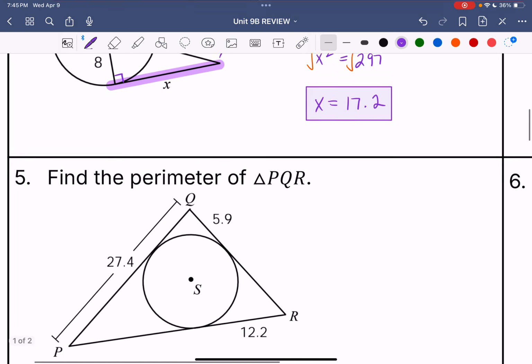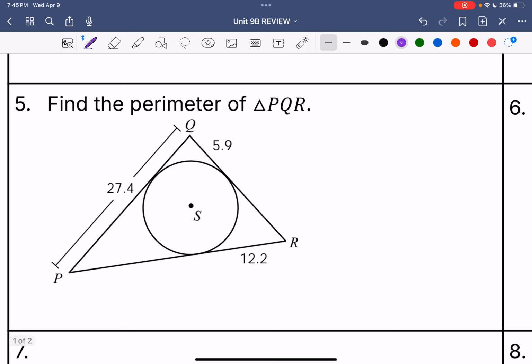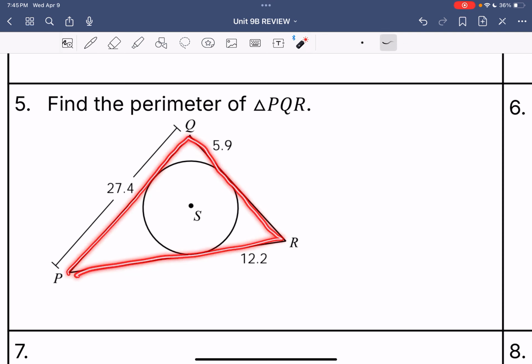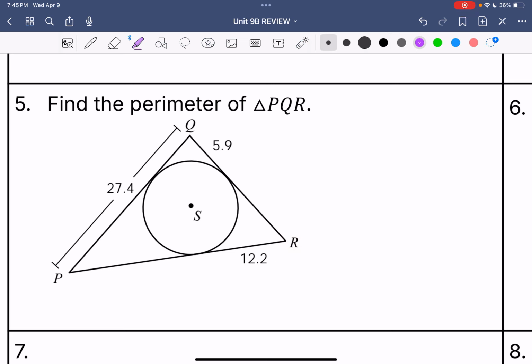Okay, let's move on to the next one. Number 5, find the perimeter of triangle PQR. So we need to know the length of all three sides. We know that this side, PQ, is 27.4, but the other two sides take a little bit of work. So I'm going to start at vertex R. Both pieces that are touching vertex R have to be the exact same length. So since the one on the bottom is 12.2, that means that this one is also 12.2.